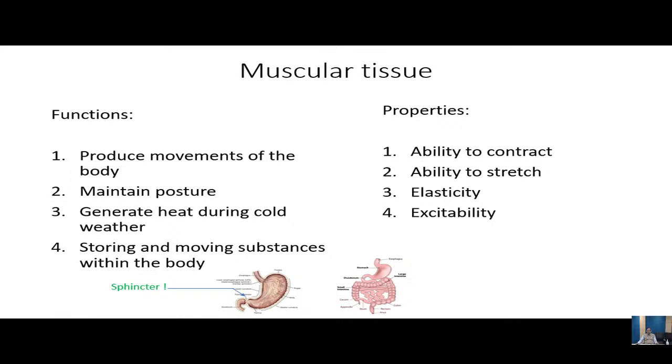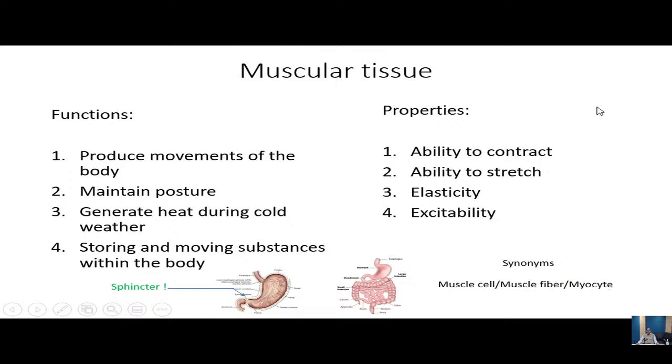Remember the heart, where the SA node is generating impulses. Remember the GI tract, the urinary tract, where there are muscle fibers which are generating impulses. So this property of muscles is called autorhythmicity. They are able to control their contraction by themselves. But remember that skeletal muscle fibers need to be excited by peripheral nerves coming out from the central nervous system, whether they are cranial nerves or spinal nerves, and they are under our voluntary control. So these are the properties of the muscular tissue.